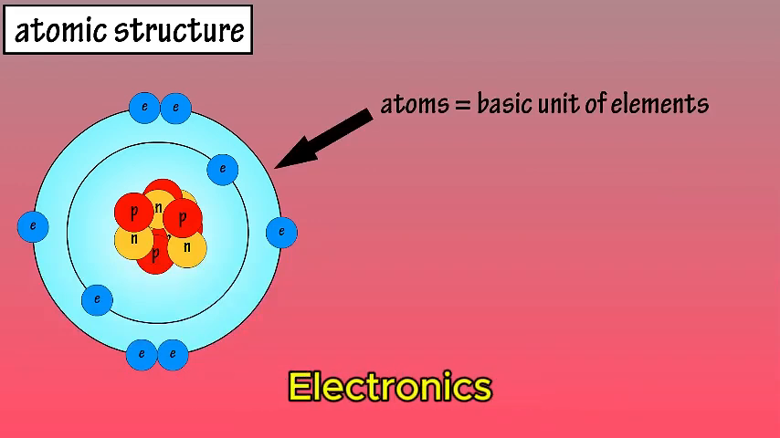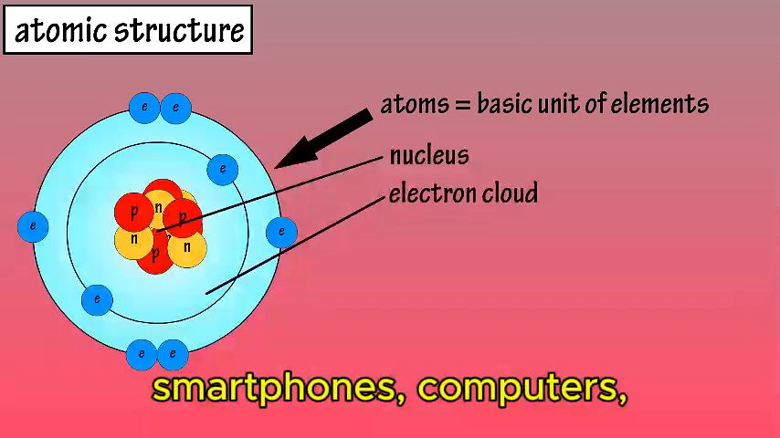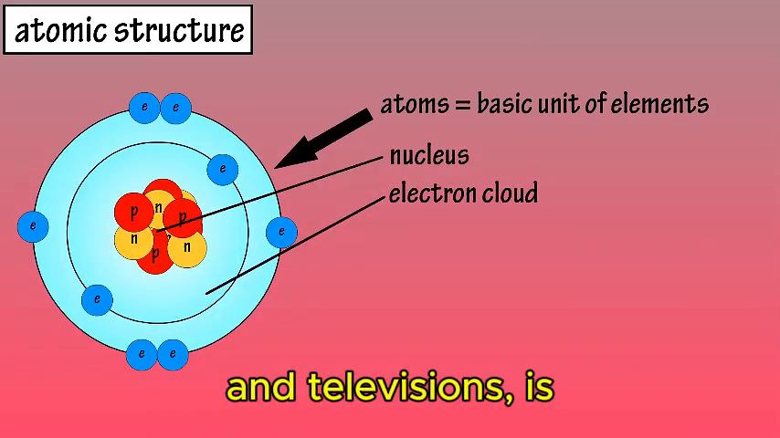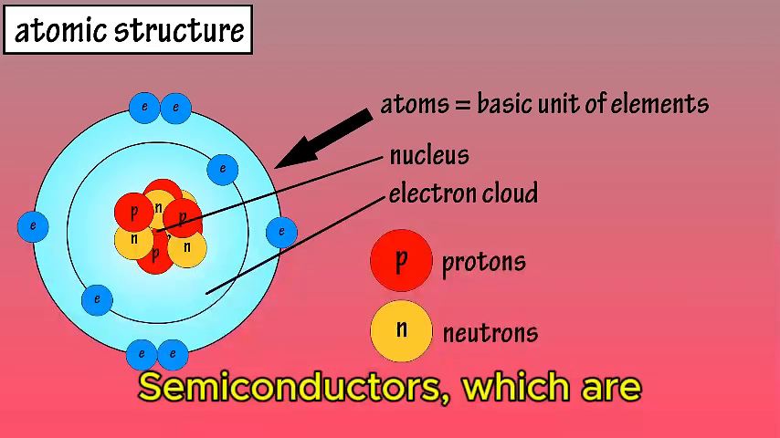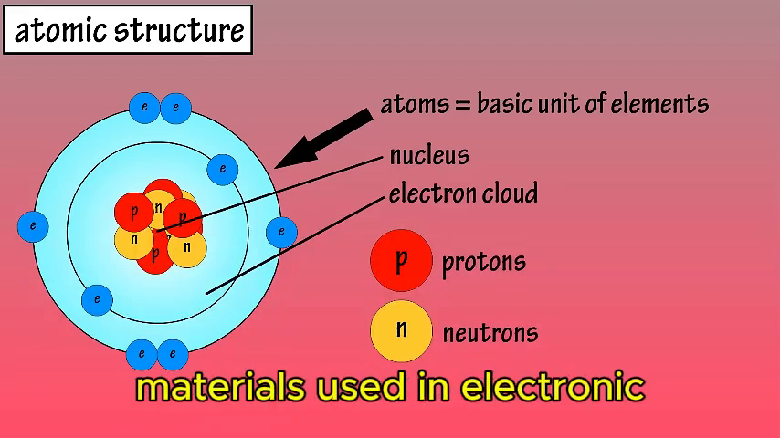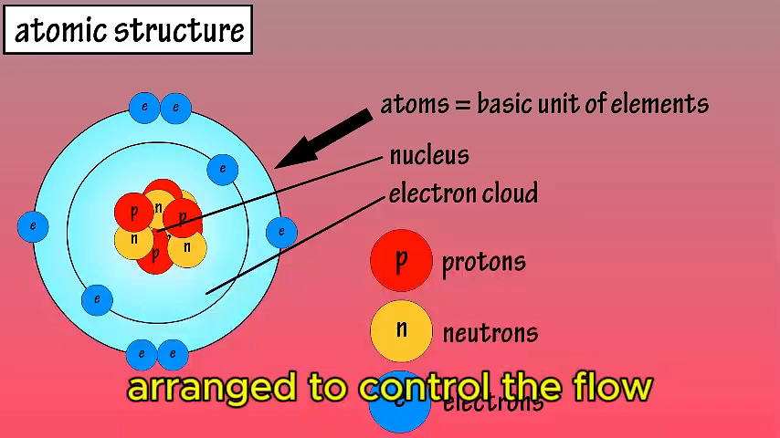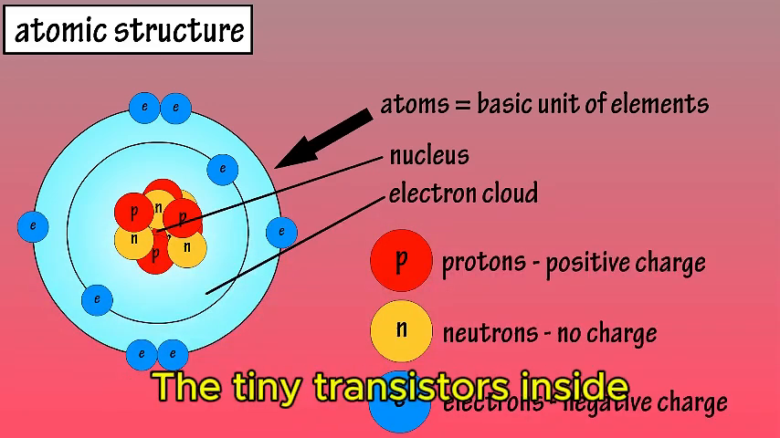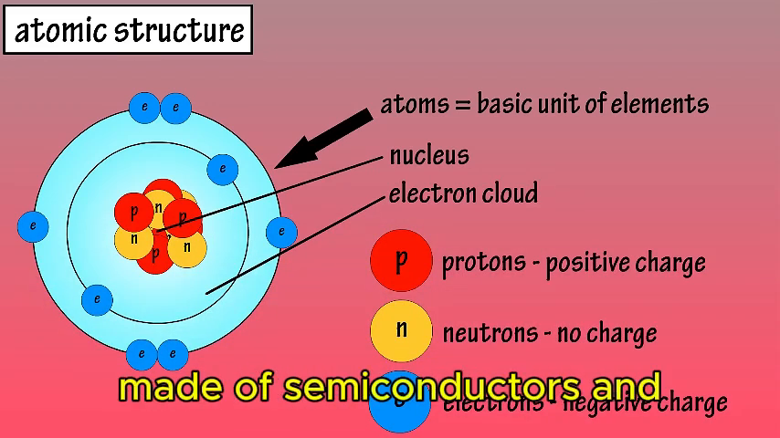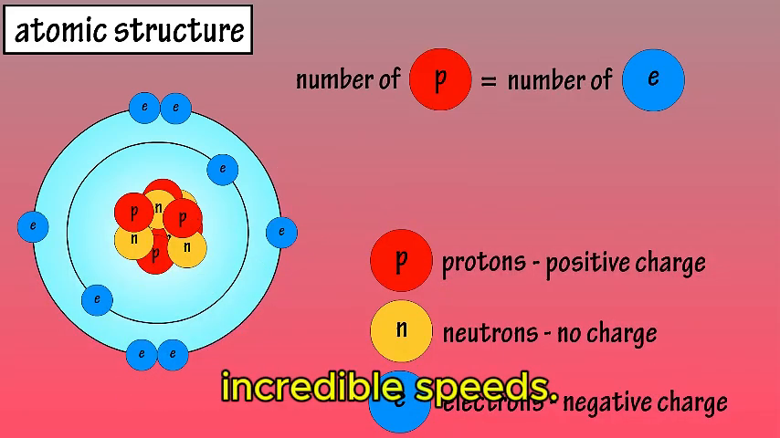Technology and electronics. The technology we use every day, like smartphones, computers, and televisions, is based on the behavior of atoms and molecules. Semiconductors, which are materials used in electronic devices, are made of atoms that have been carefully arranged to control the flow of electricity. The tiny transistors inside your phone or computer are made of semiconductors and help process information at incredible speeds.